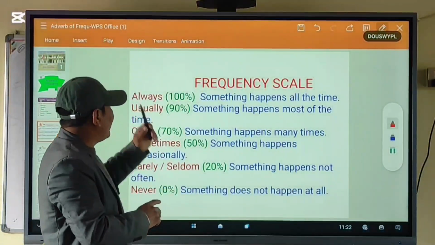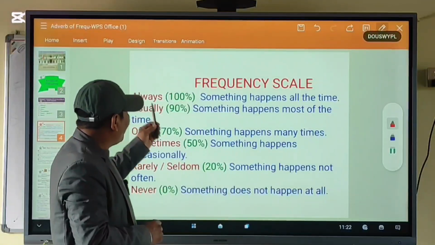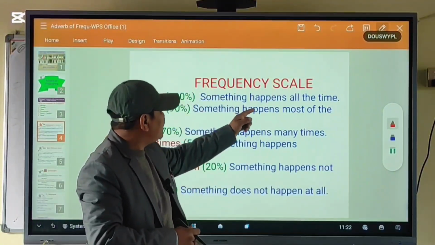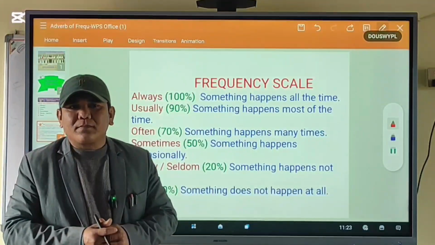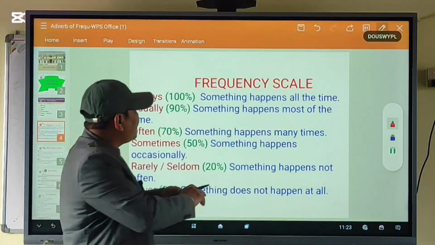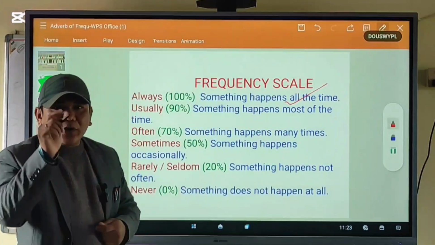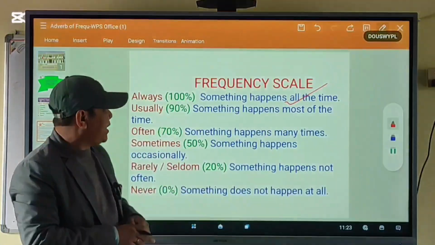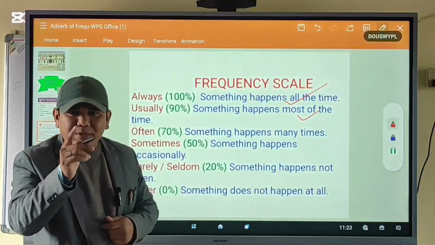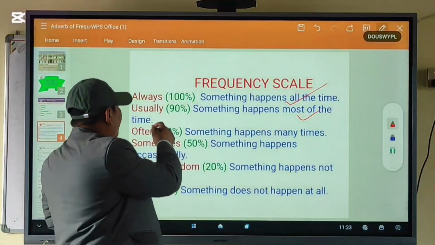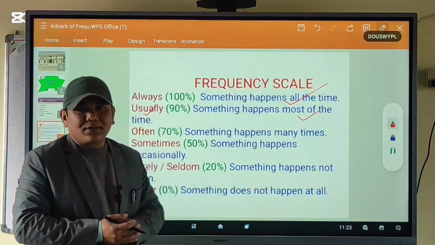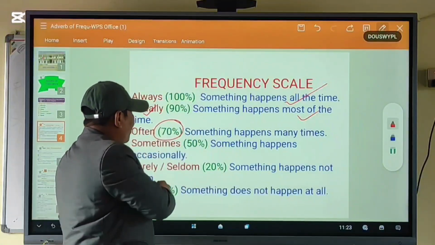Okay, for example, always. Always is an adverb of frequency which is used when something happens all the time. When something happens 100%. Okay? Are you getting me or not? When something happens all the time, when something happens 100%, we use always. Similarly, when something happens most of the time, it means what? 90%. When something happens 90%, we use the adverb of frequency usually. In the same way, when something happens many times, when something happens 70%, we use often.